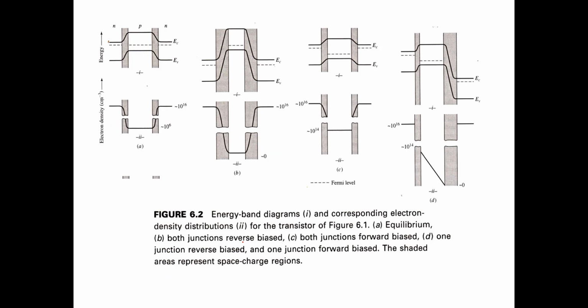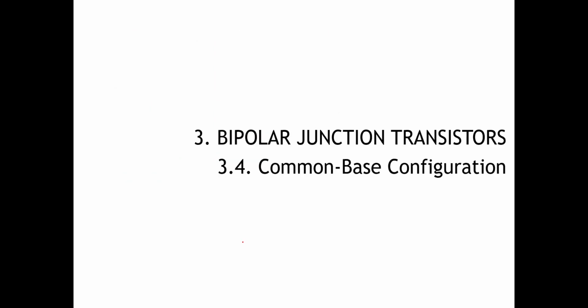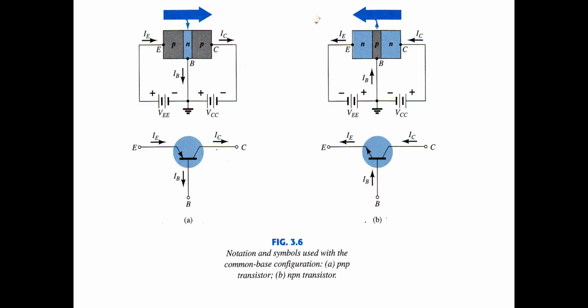Okay, so this is the energy level in the BJT, and we have three configurations to connect the BJT. The first one is common base configuration. Common base means the base is connected to ground, common emitter means the emitter is connected to ground, and common collector means the collector is connected to ground. So we can see here the base is connected to ground. This is for PNP and this is for NPN. This is the forward bias or active region, because the emitter is connected to positive and the collector connected to negative here. So it's similar to the NPN.